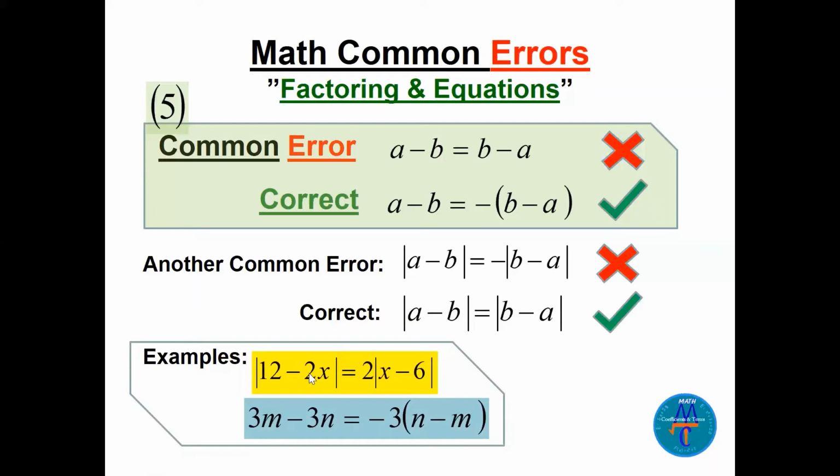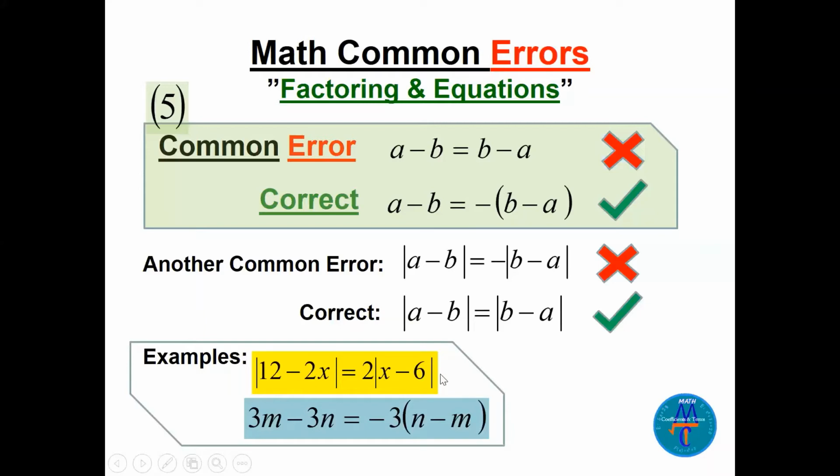Now, look here in the examples. This one, we have absolute value. See, we have absolute value. There is no need for the minus. Just take 2 out. You cannot take minus 2. You can take 2 out. And then inside, you can have x minus 6 or 6 minus x.